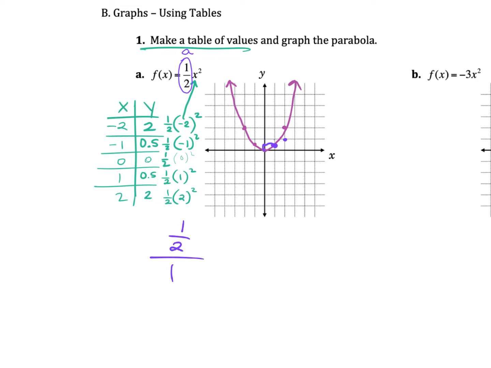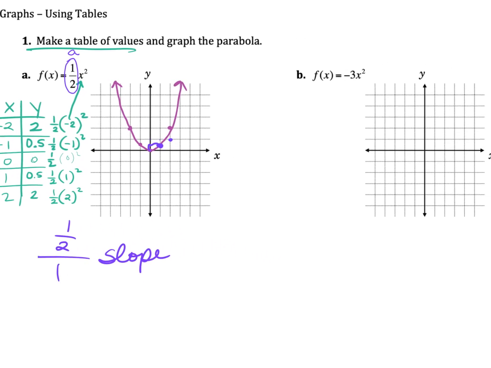That's why when I say it's kind of like a slope, it feels a little different, right? 1/2 over 1 is how you would treat it as your slope. And you can only do that for one thing on each side of your vertex, okay? But you don't need to worry about that quite yet. I'm just showing you so you see. Okay, look at the next one.